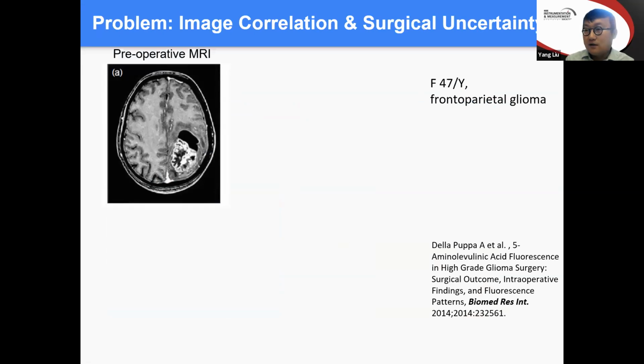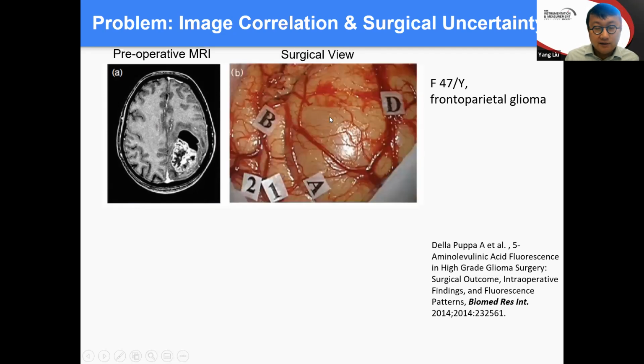So in the next few slides, I'm going to shift the gear a little bit, and we're going to look at a slightly different problem in surgical navigation. In the surgical arena, one of the problems surgeons face is image correlation and surgical uncertainty. In a typical case, the surgeon is presented with preoperative image information, such as MRI. In this particular case, you can see that the patient is rather unfortunate. He or she has essentially a high-grade glioma, as revealed by MRI.